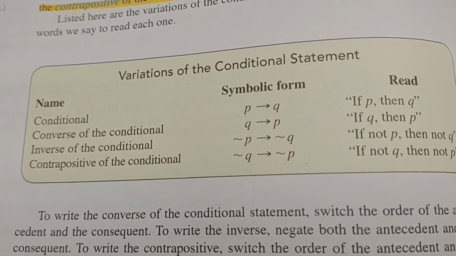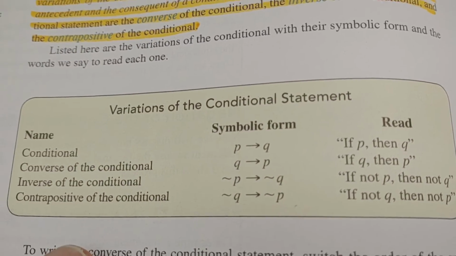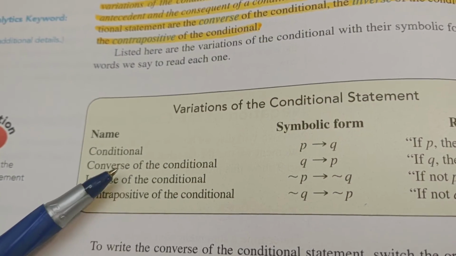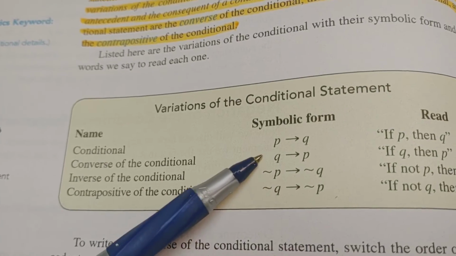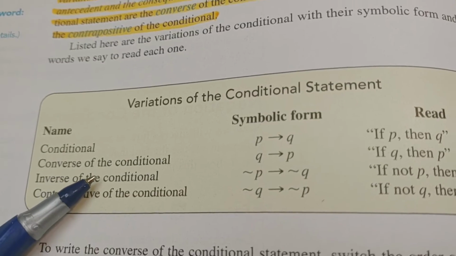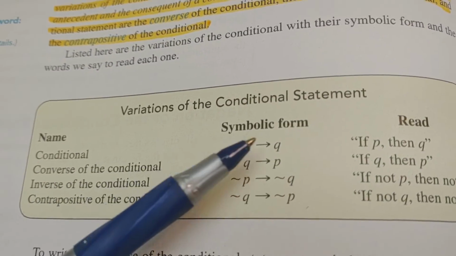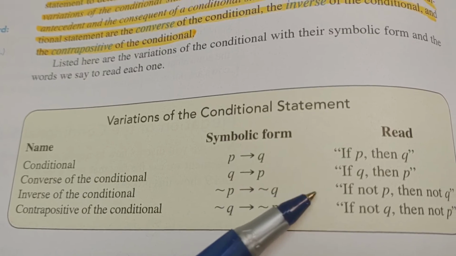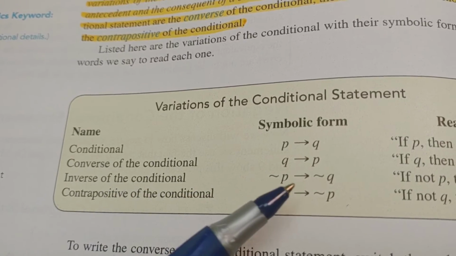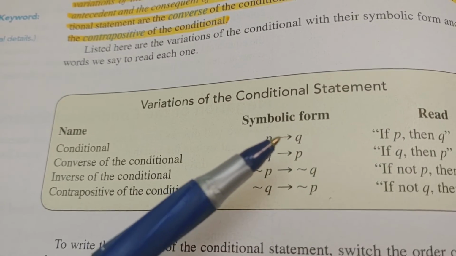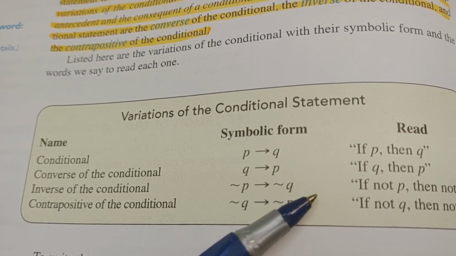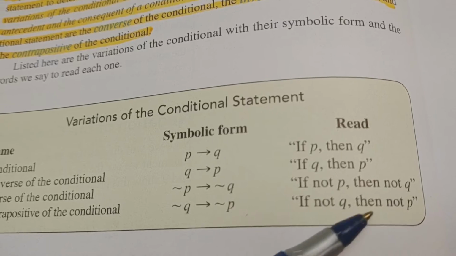So we look here, this is what it's saying. Variations of conditional statements. We name the conditional statement P conditional Q: if P, then Q. The converse of the conditional statement would be switching them. So we put Q in the front, P in the back, and so it says if Q, then P. The inverse of the conditional statement is where we negate both from the original conditional statement: negated P conditional negated Q. If not P, then not Q.